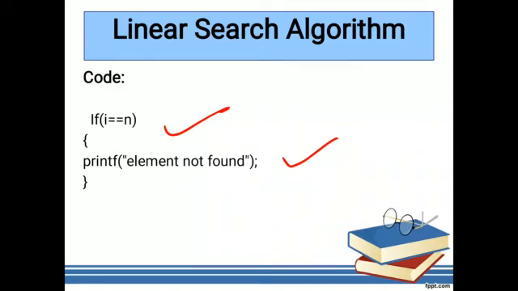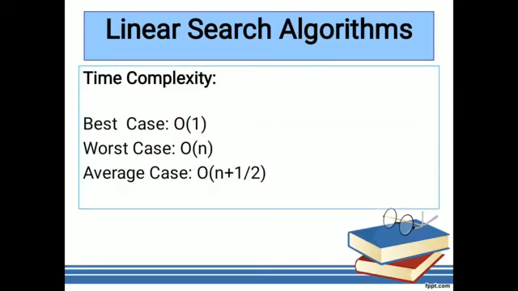So we'll see the time complexity of linear search. We have best case, worst case and average case. Best case is order of 1, worst case is order of n, average case is order of (n plus 1) by 2. So how will we get these best, worst and average cases? First we will consider the best case, which is order of 1.